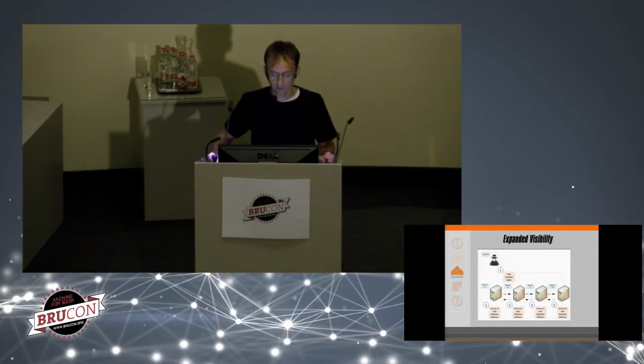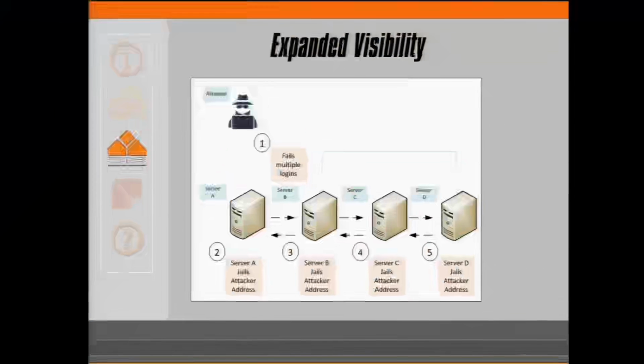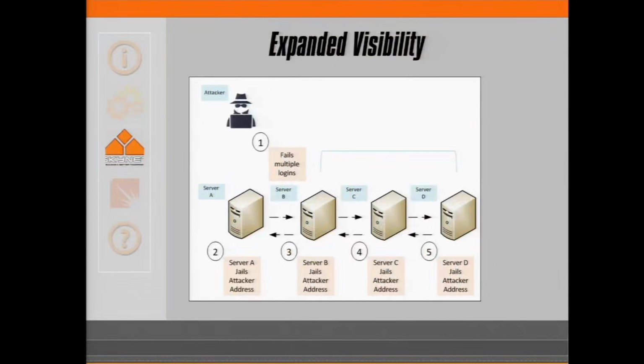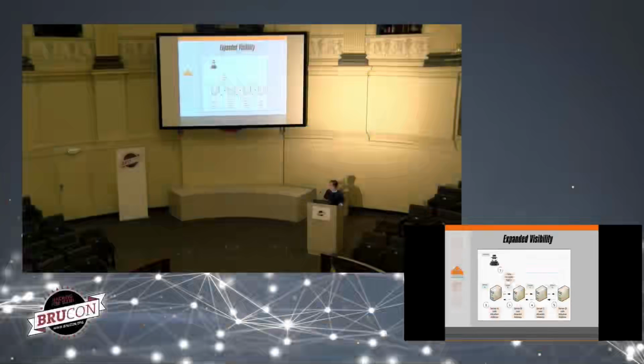So we have our expanded visibility here where an attacker fails their logins. Server A jails the address, server B jails the address, server C jails the address, server D jails the address. Now we have given servers D, C, and B an opportunity to be proactive. We increase their visibility, and now they can respond prior to the threat crossing their threshold. Give them the opportunity to be proactive.